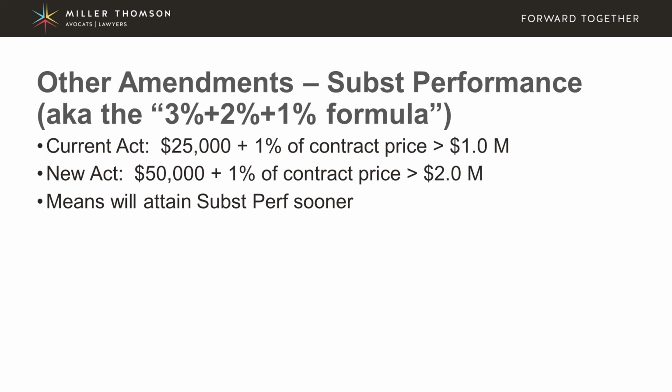This new amendment will create a higher number, because the formula now will say that it's 3% of the first 1 million, 2% of the next 1 million, and 1% of the balance of the contract price over 2 million. So this means that parties will be able to attain substantial performance sooner. And that means that holdback will have to be, or can be, released sooner as well.